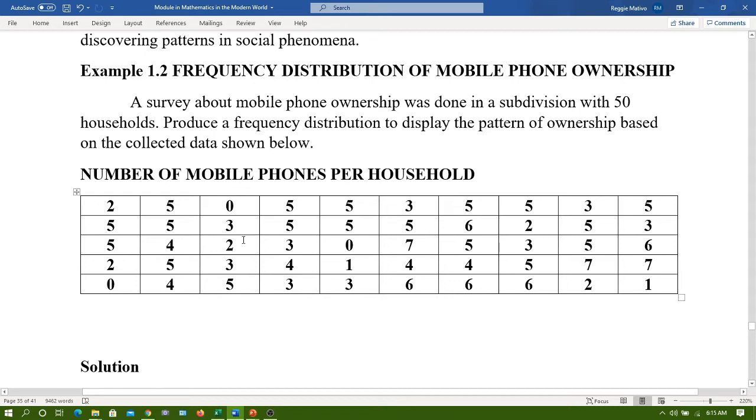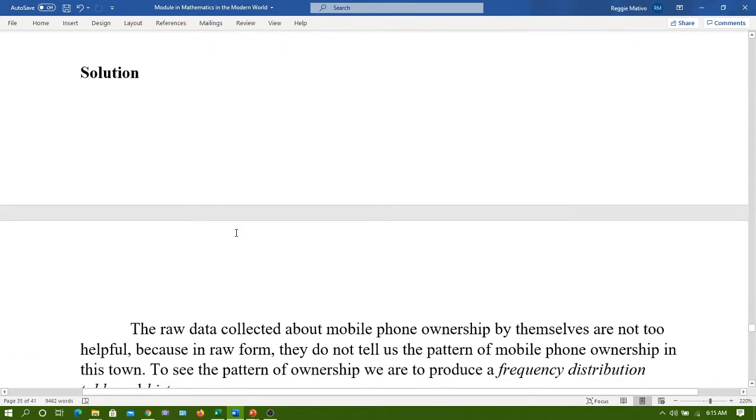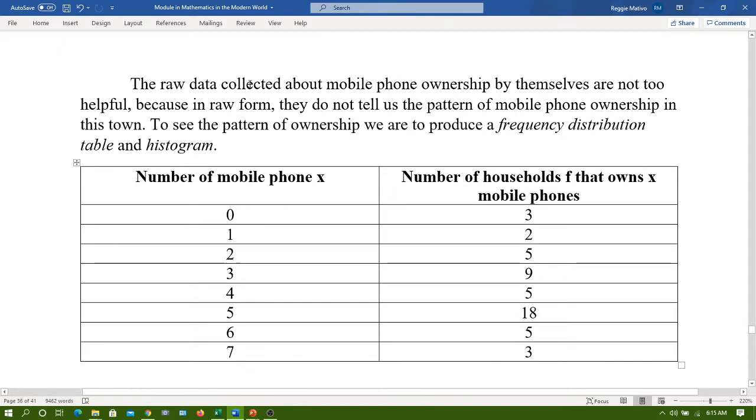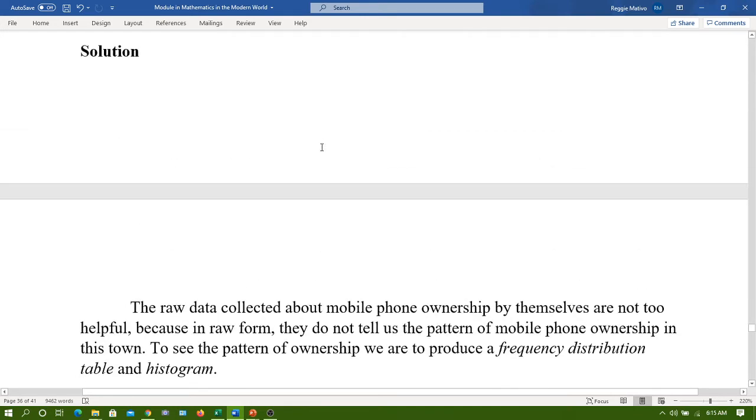I like how the author presented the frequency distribution here. It's just so easy. The solution: the raw data collected about mobile phone ownership by themselves are not too helpful because in raw form, they do not tell us the pattern of mobile phone ownership in this town. To see the pattern of ownership, we are to produce a frequency distribution table and a histogram.